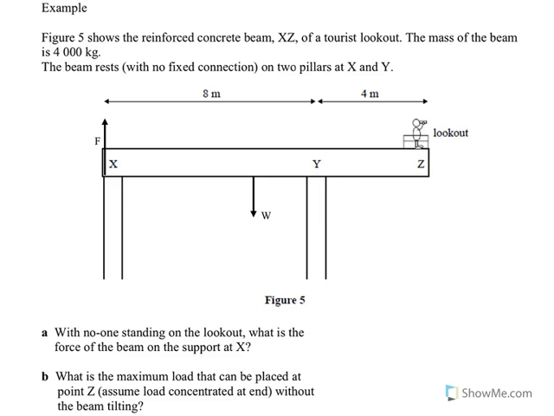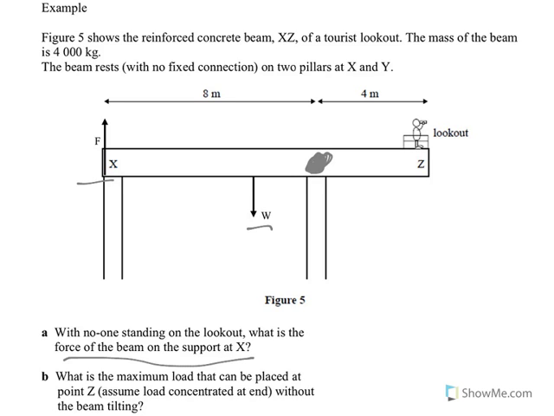Alright, so in the first example, we've got no one standing on the lookout. So what do we have? Well, we've got the weight of the beam, and we've got this force at X, and that's what we've been asked for. So the force of the beam on X. It's also sitting here on this Y. Is there a force there or is there not? Well, how big is it? We don't know. So what we can do is choose to take that as our point of rotation.